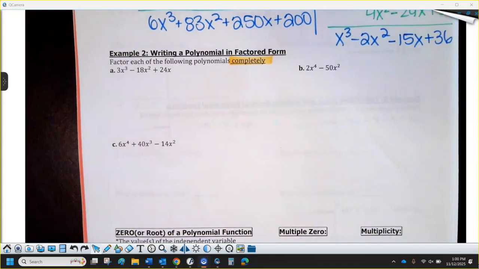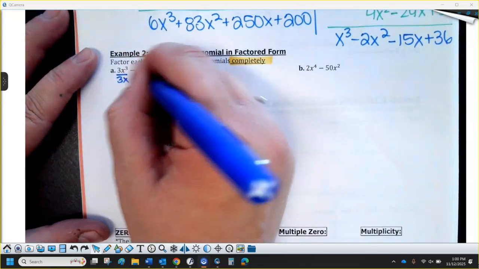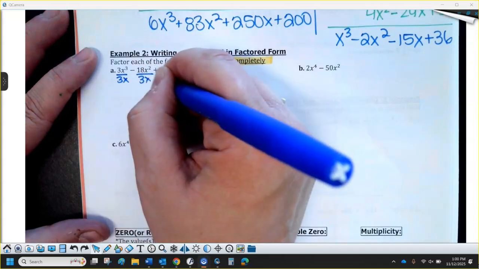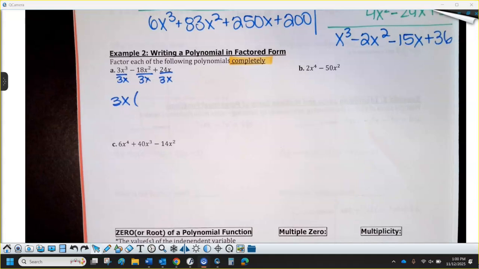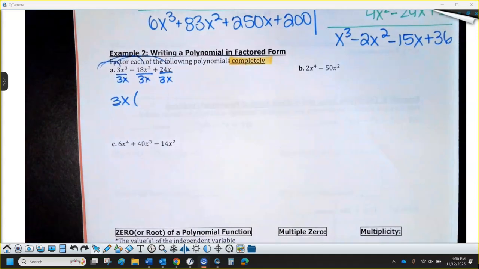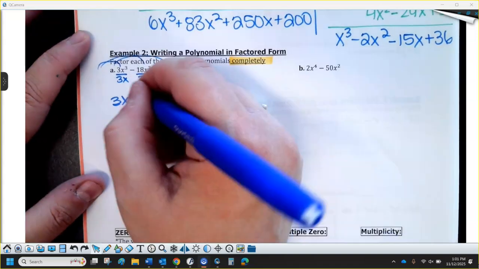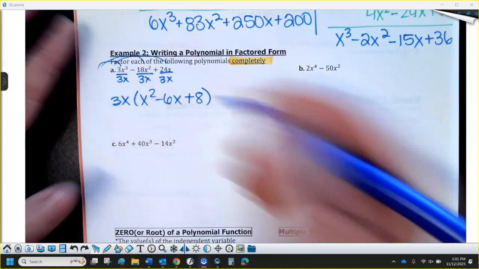3x. Okay. So somebody raise your hand and tell me. Because I don't have an equation here, if I take a 3x out in front of each one of those terms, who could tell me what would be left, if it's like undoing a distributive property? If I pull out that greatest common factor, what would be left? Go ahead. Perfect. x squared minus 6x plus 8.